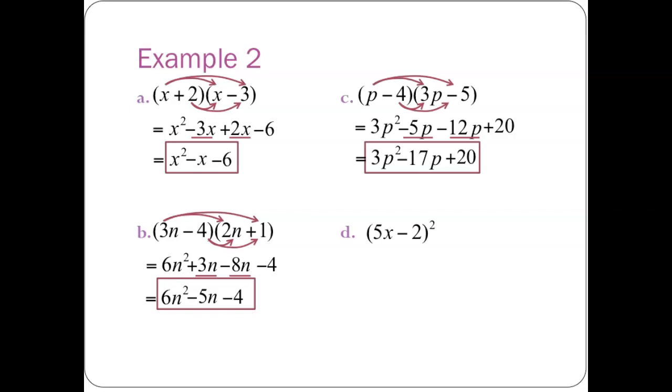All right, this last one here, we have 5x minus 2 in parentheses squared. That really means 5x minus 2 times itself. So I'm going to write out 5x minus 2 times 5x minus 2. Now we'll do the distribution.